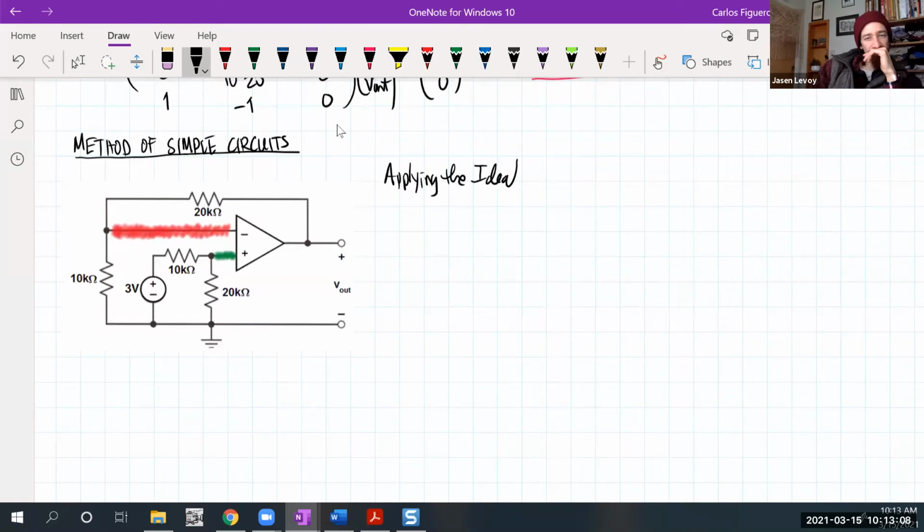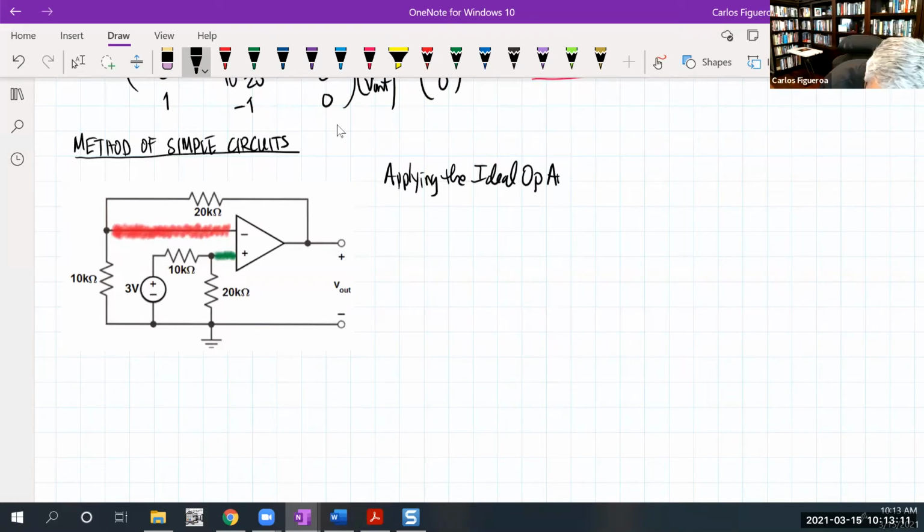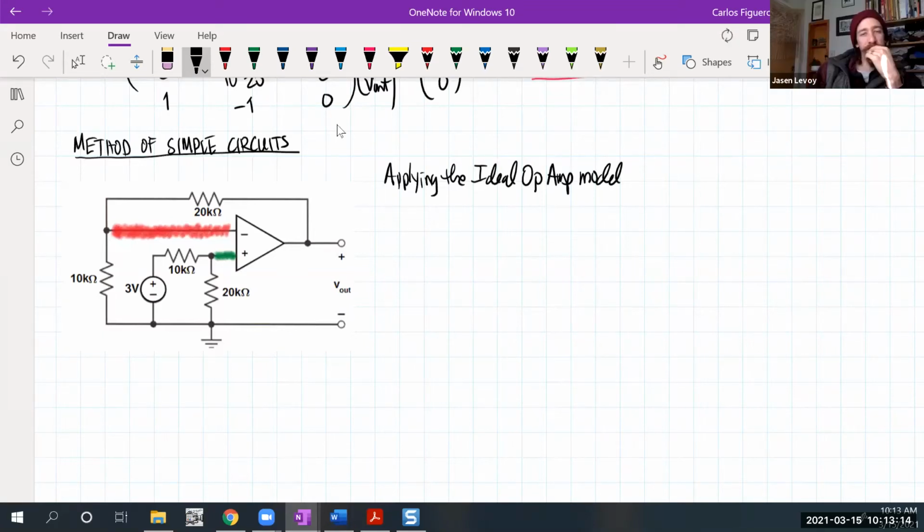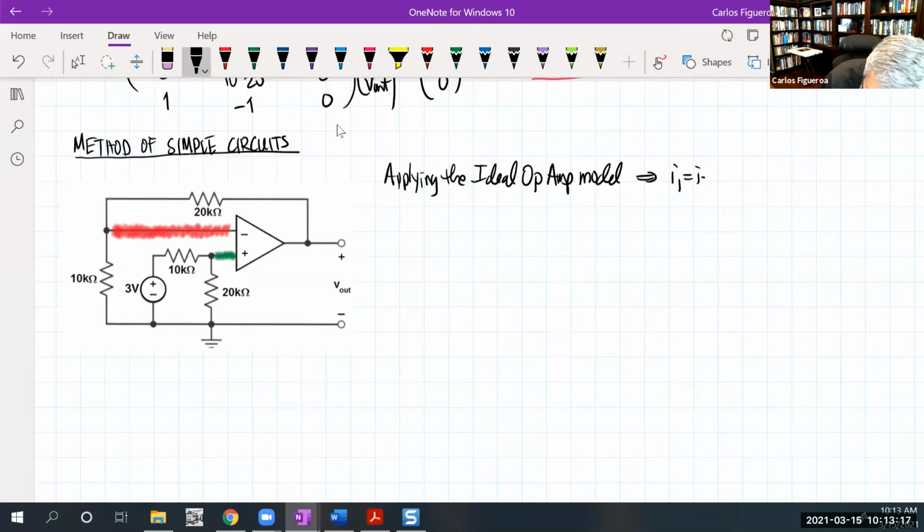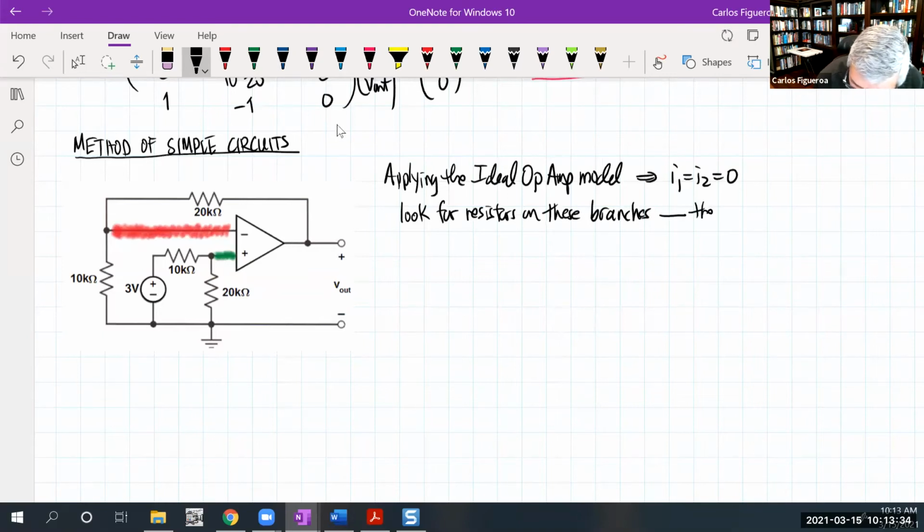So when we're applying the ideal op-amp model, what this tells us is that for I1 and I2, when you're looking at this, look for resistors on these branches. The fact that there are no resistors along these branches kills them off. This is not going to tell us anything new.